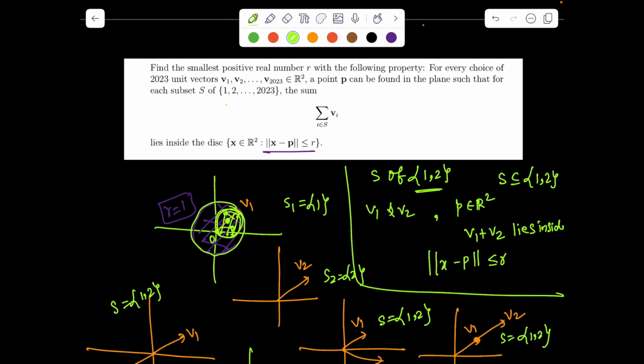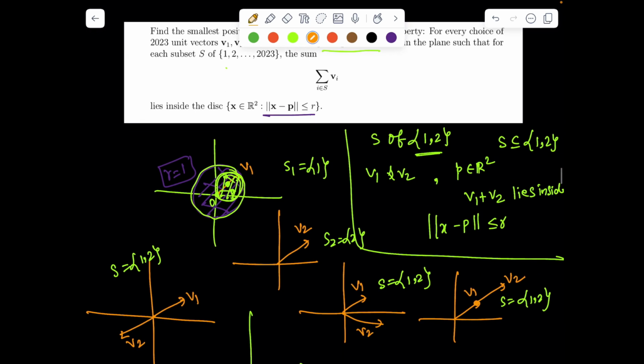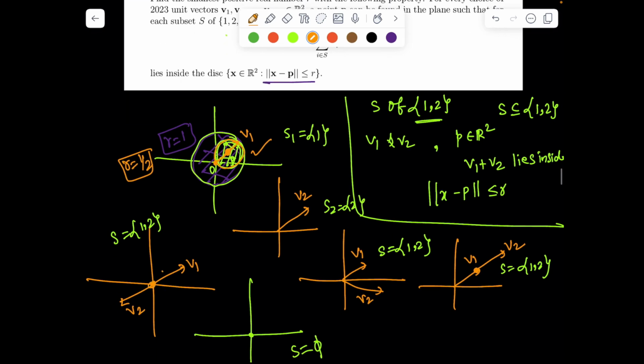For every choice of unit vectors, a point P can be found. So definitely in this case, instead of P being the origin, if I take the midpoint, we'll have a new circle. So I can get an r of half, which will satisfy our condition. Here b1 and b2 will cancel, so clearly any disk will work. The radius will be 0, and that will work because we have just a single point. So radius 0 will work, right? Here again, in a similar way, I can take r equal to half.